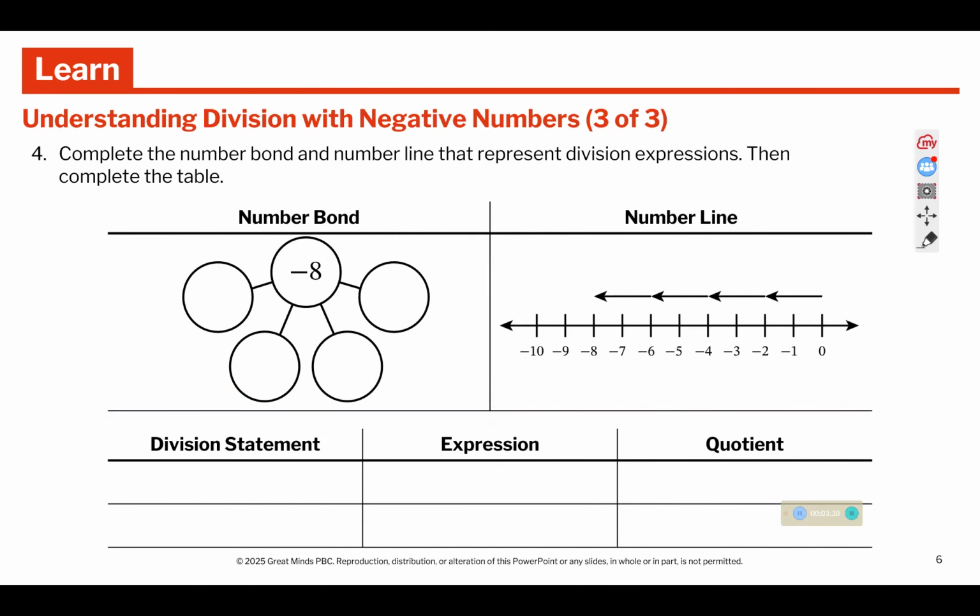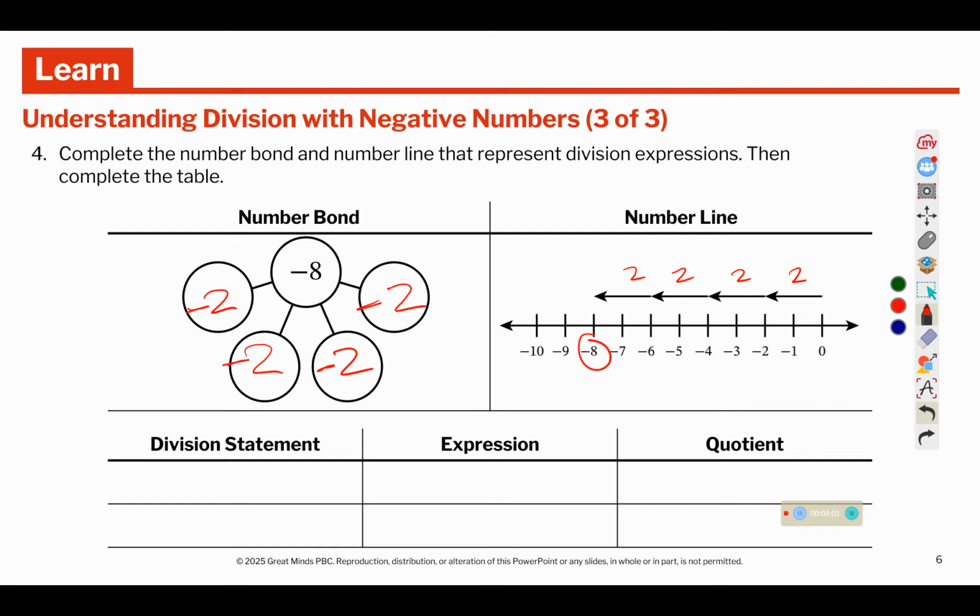Problem 4. Complete the number bond and number line that represents the division expressions. Then complete the table. Well, -8 is split up into 4 different bonds. If I split 8 into 4 parts, that would be 2 in each section. But I split -8. So I should have -2 in each piece of my number bond. So each of these goes back a span of 2, landing at -8.